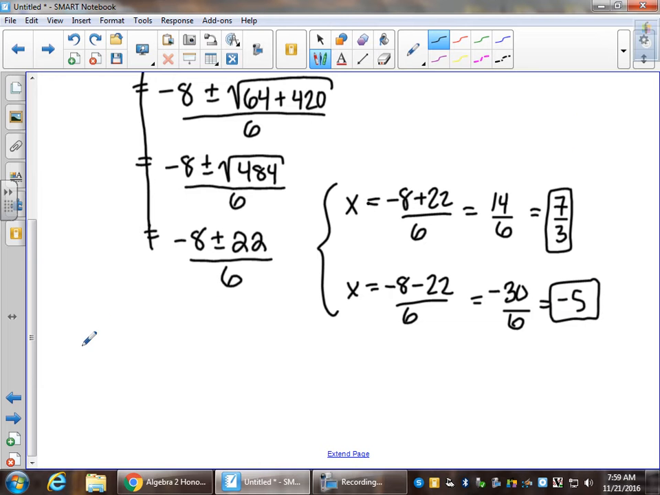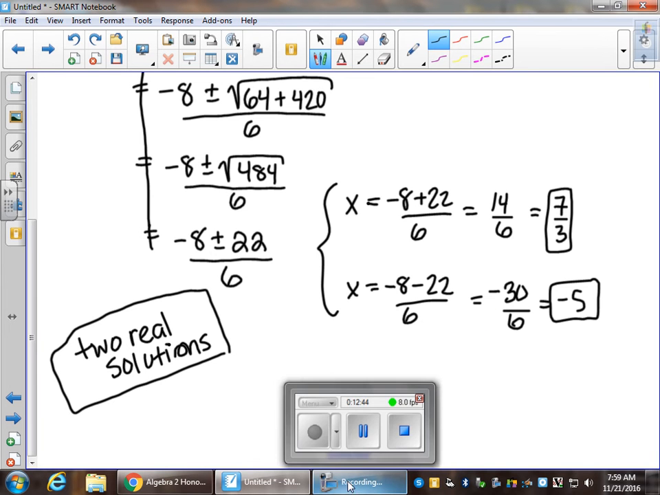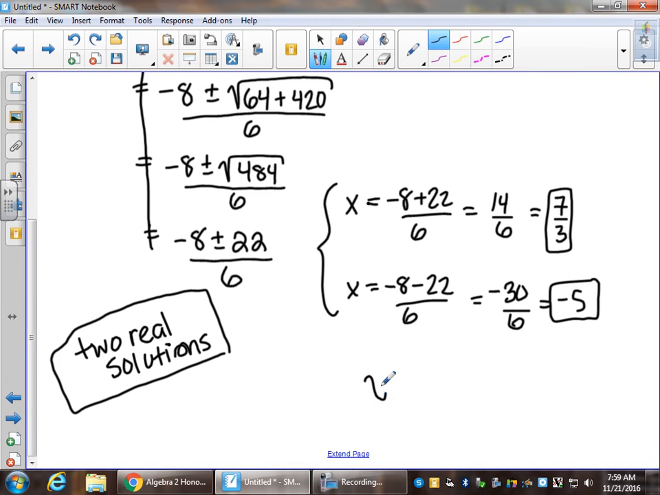So here we have 2 real solutions, because we came out to 2 exact answers. So x equals 7/3.